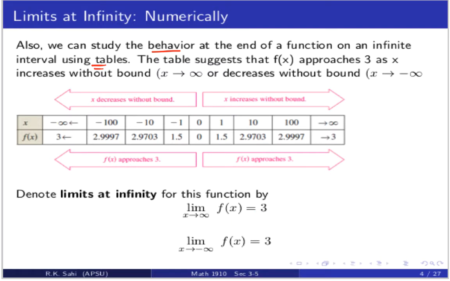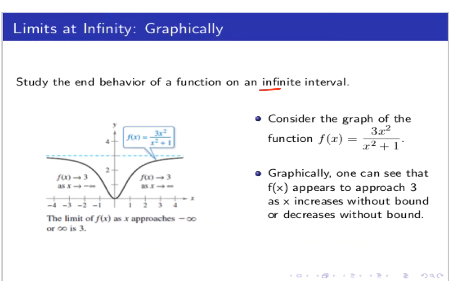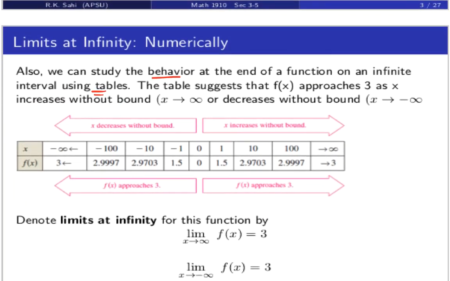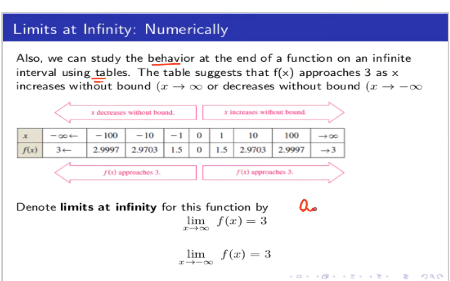Okay, so we had it graphically here, the 3x squared over x squared plus 1. We also have it here. So here, notice the function is 3x squared over x squared plus 1 as x tends to positive infinity or negative infinity. Let me just write it more clearly for you. The limit as x tends to plus or minus infinity of the function 3x squared over x squared plus 1, we notice, is approaching the number 3.